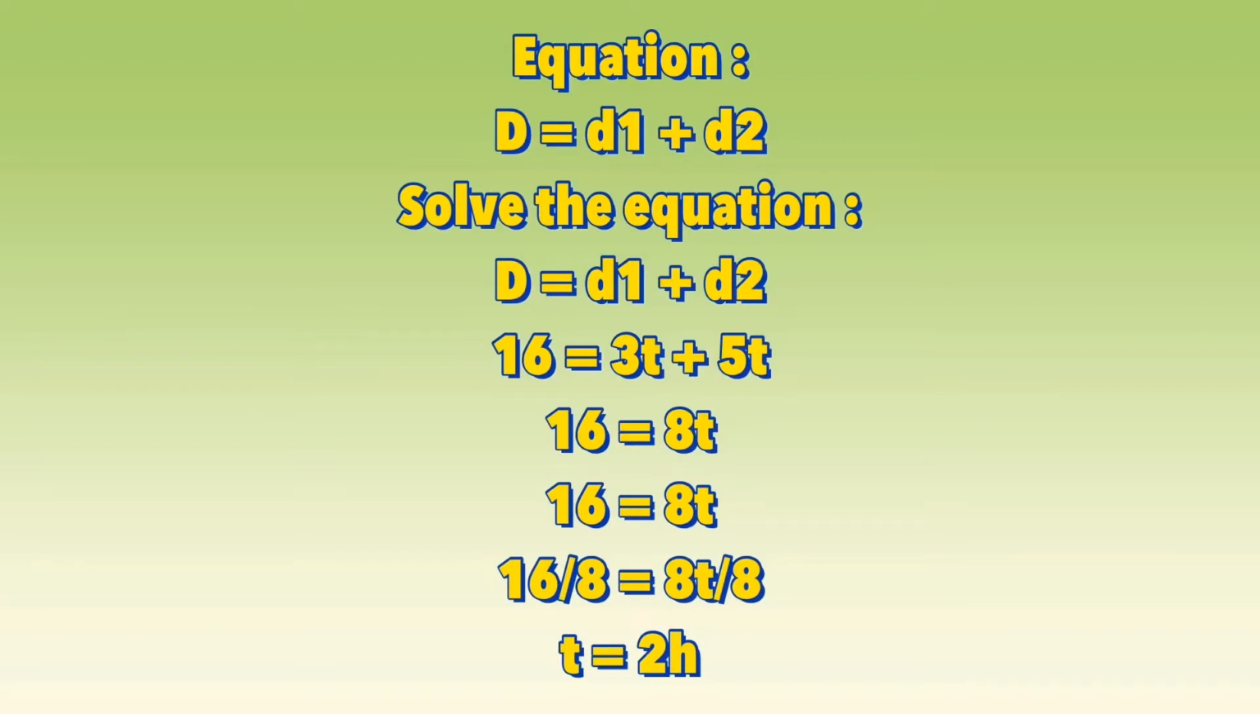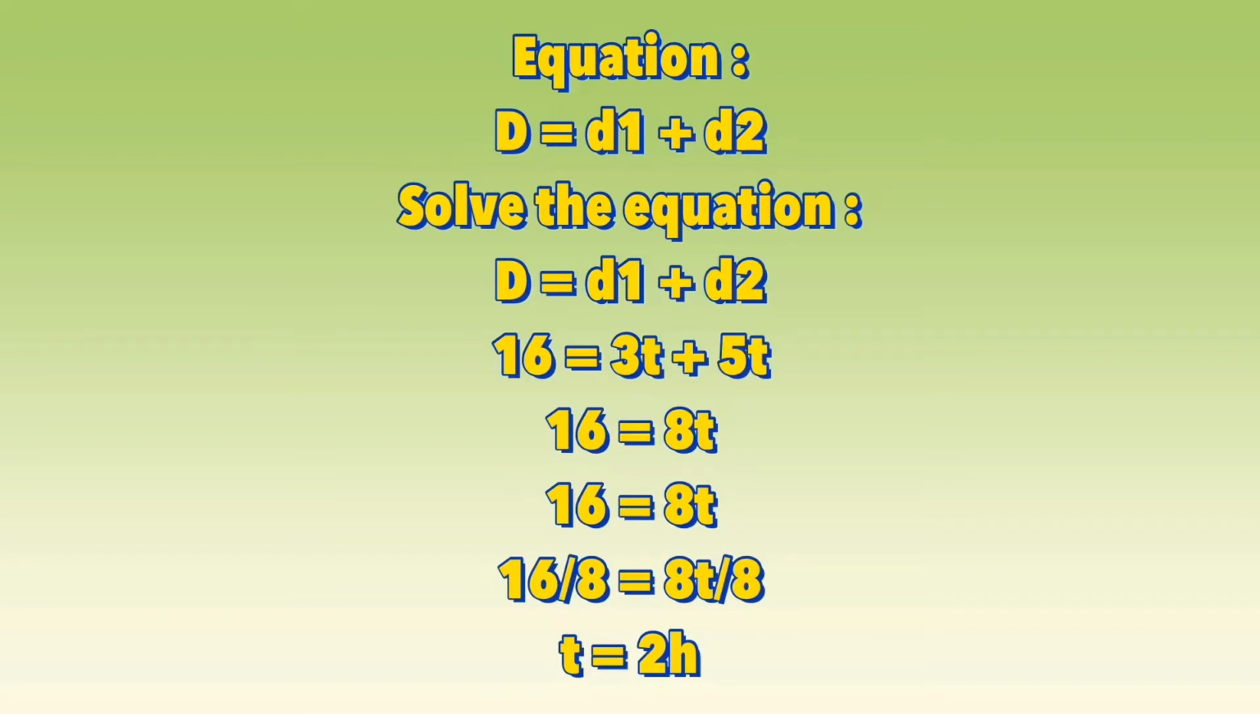So the rate of Lorna is 3 kilometers per hour times T, so that's why it becomes 3T. Plus the rate of Peter, 5 kilometers per hour times T, so that's why it becomes 5T. Then we have to simplify. We're going to add or combine like terms: 3T plus 5T equals 8T. And just copy only the 16.